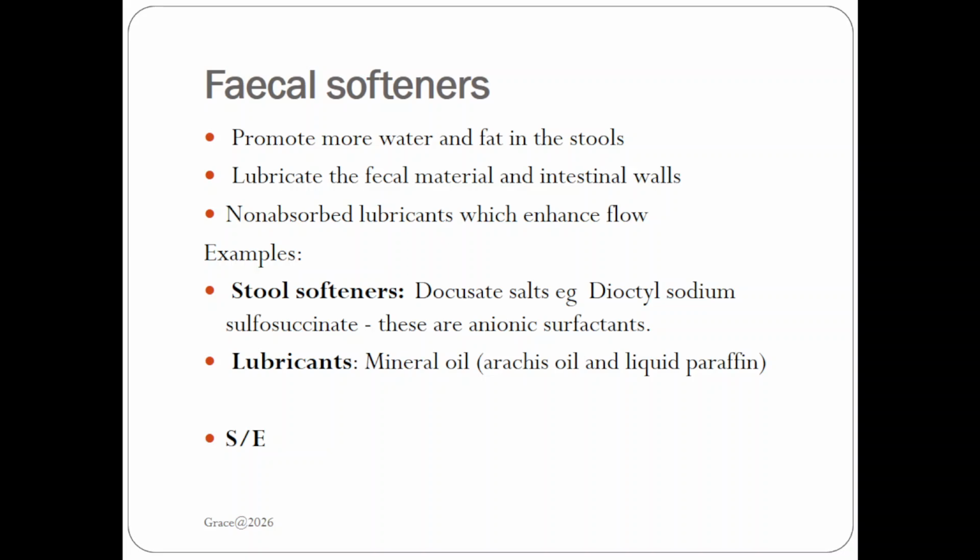We can also have what you call the fecal softeners. These fecal softeners will promote more water and fat in the stool, and lubricate the fecal material and intestinal walls. It is a non-absorbed lubricant which enhances flow. Examples: stool softeners, and then we have lubricants. So mineral oil as your lubricant. You can also have castor oil as a lubricant. You can also have glycerol and liquid paraffin.